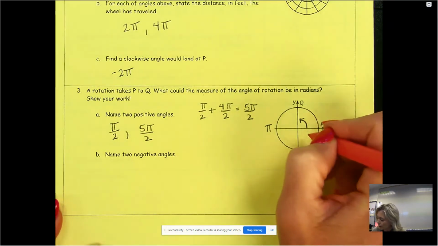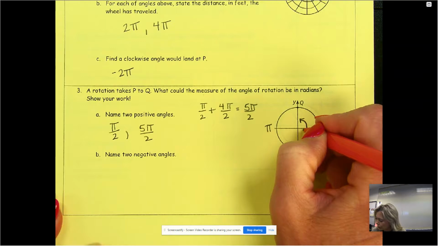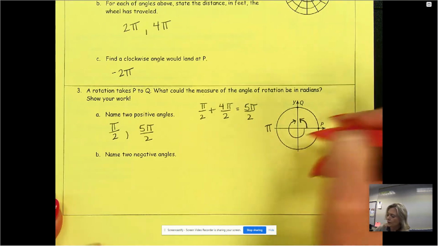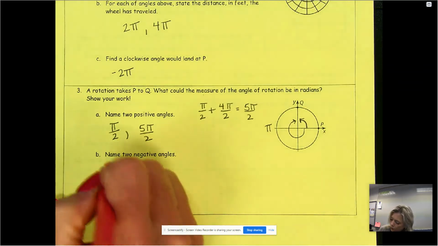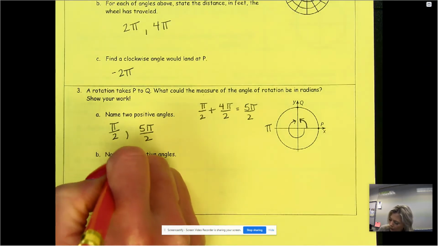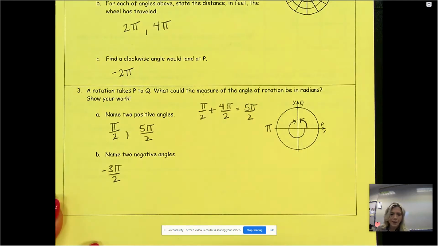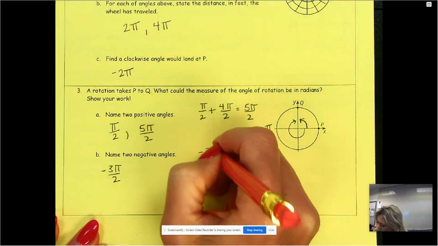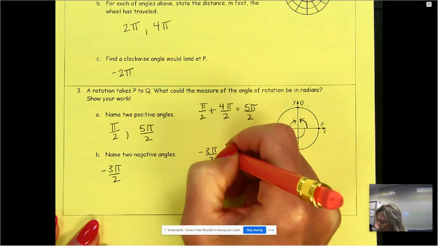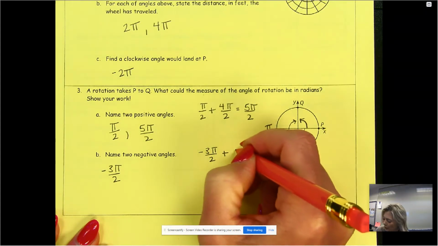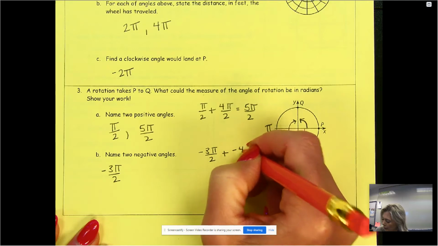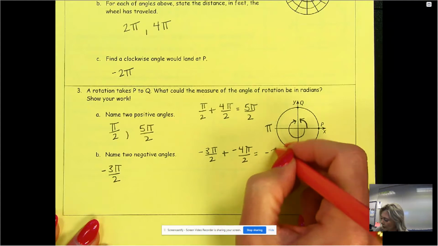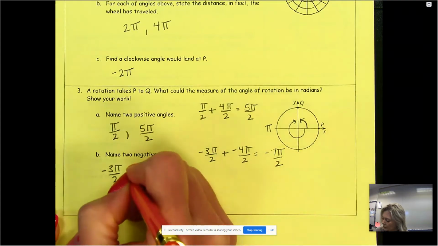And then 2 negative angles. So going in the other direction, it's a full pi plus a half. So that's negative 1/2 pi, or negative 3 pi over 2. And again, we could add a negative 2 pi to that. So negative 3 pi over 2. Adding negative 2 pi would be adding negative 4 pi over 2, for a total of negative 7 pi over 2.